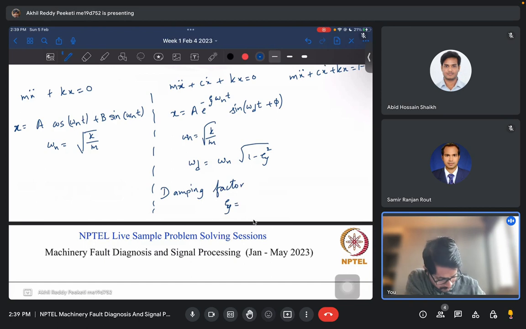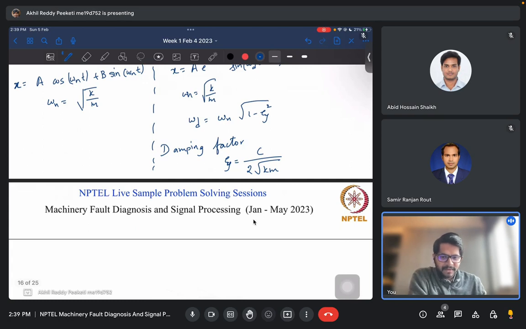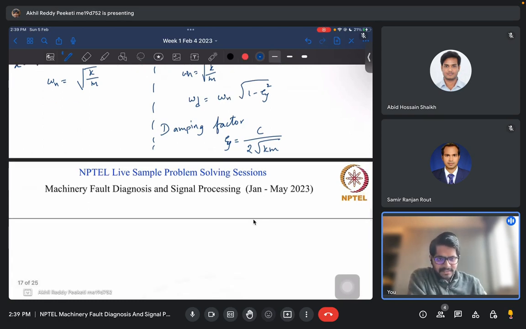Damping factor zeta is equal to the damping coefficient c by 2 root km. Now if the damping factor is 1, such damping coefficient will be the critical damping coefficient. So for zeta equal to 1, C would be equal to the critical damping coefficient, which will be equal to 2 root km. Is that clear?